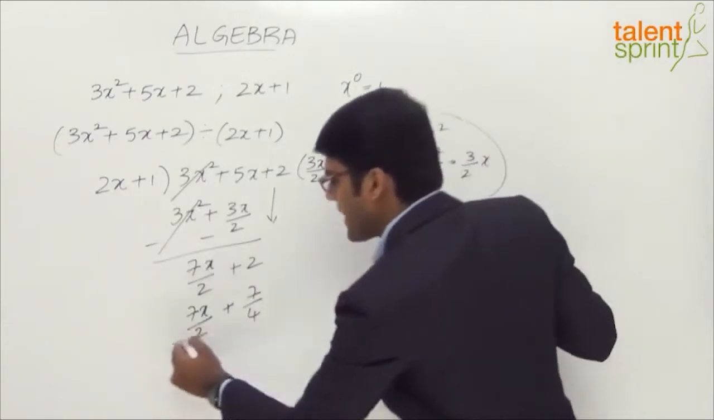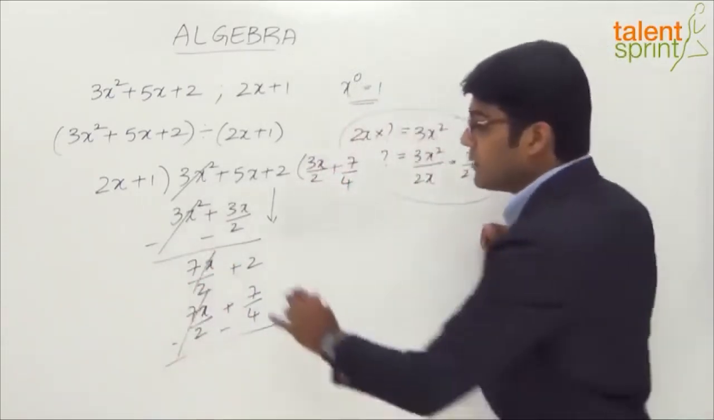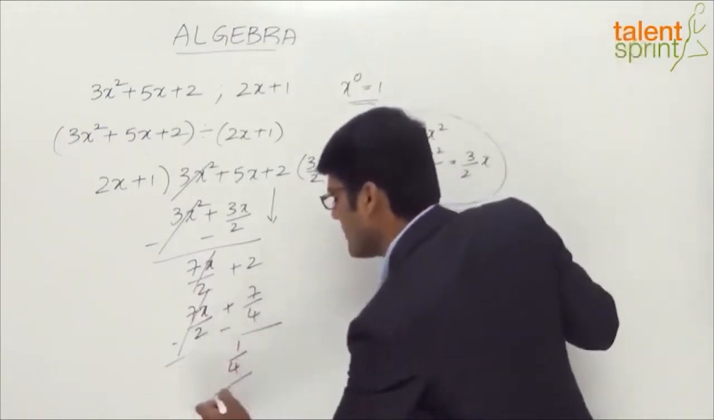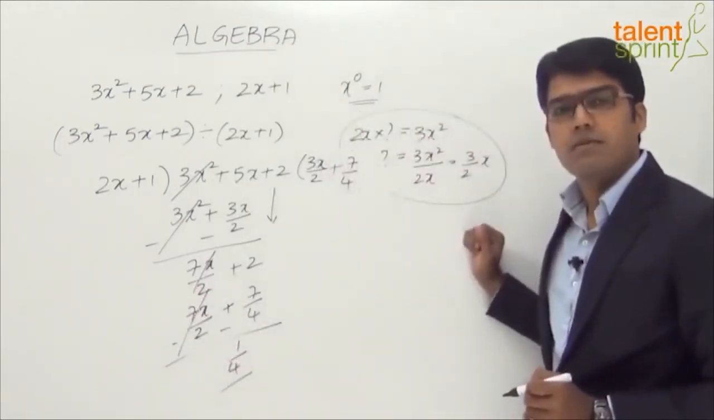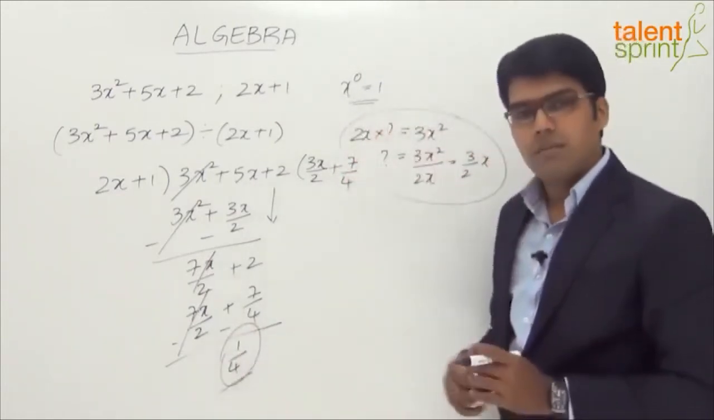Now again let's subtract, right? Subtract, what do we get? 7x by 2 and minus 7x by 2 gets cancelled. 2 minus 7 by 4. What is 2 minus 7 by 4? 1 by 4. 2 minus 7 by 4 is equal to 1 by 4. And this is the remainder. Are you able to follow? This is going to be the remainder.